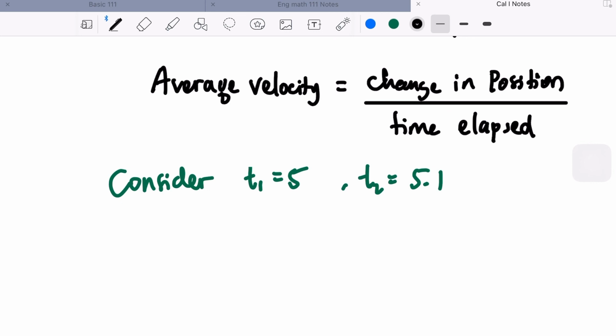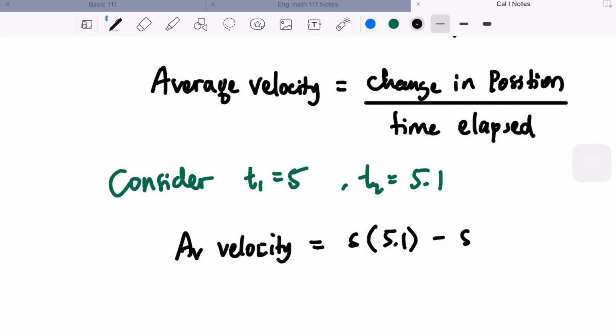So the average velocity, let me write average velocity, is the change in positions. Let's say the function of positions, we can write d or s. So let me write just s. So s of 5.1 minus s of 5, and divide by 0.1.